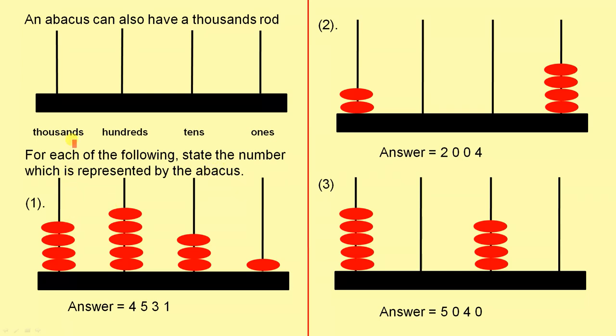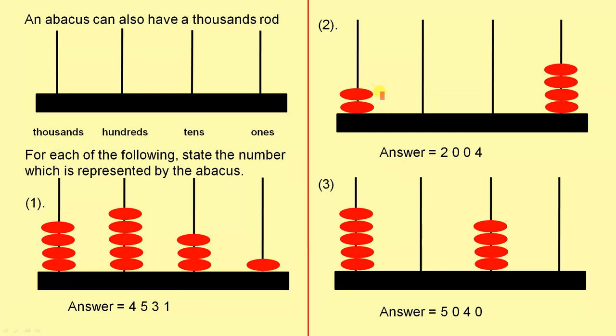Now let's start from the thousands column. So we've got 1, 2, 3, 4, so there's your 4. 1, 2, 3, 4, 5, there's your 5. 1, 2, 3, there's your 3. There's 1 there, so it's 4,531.